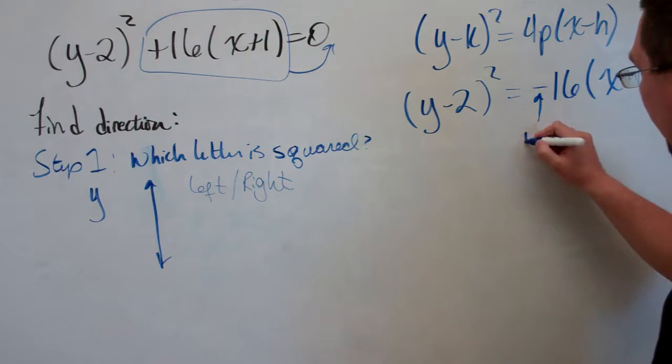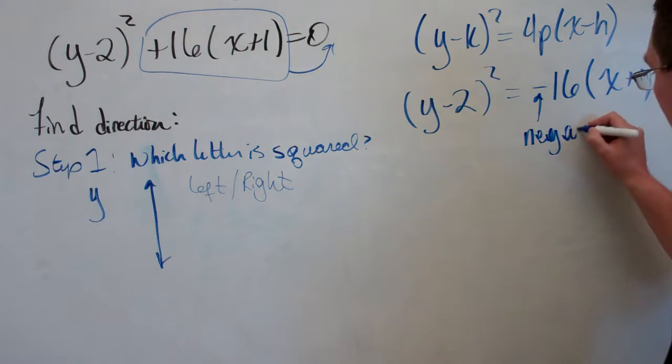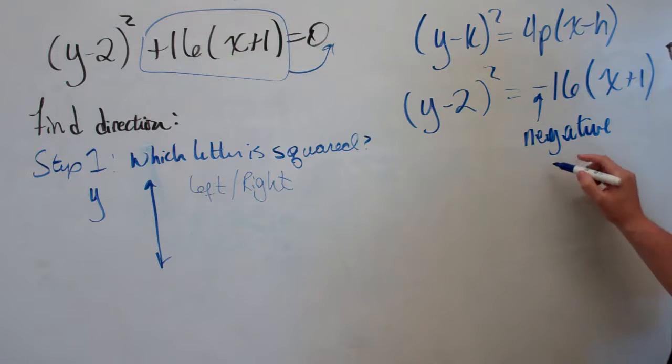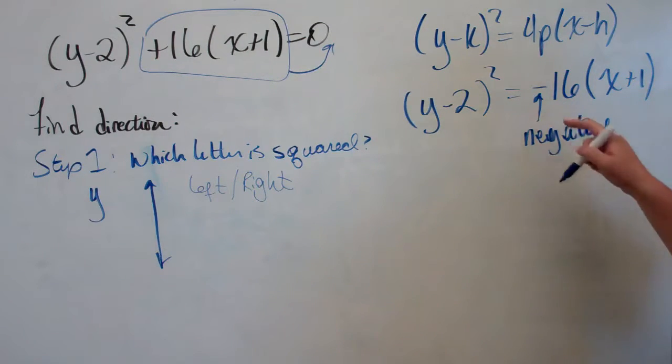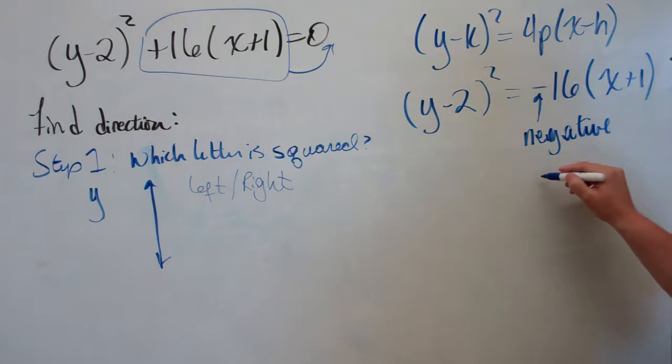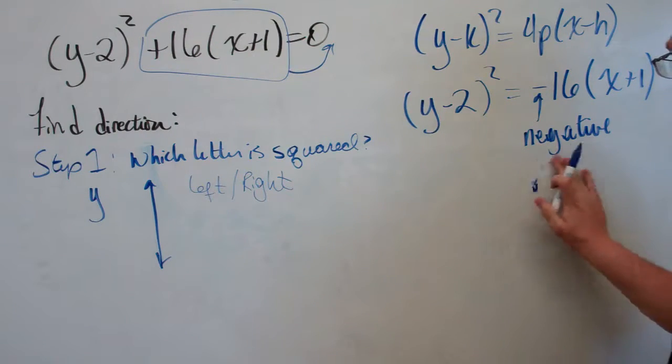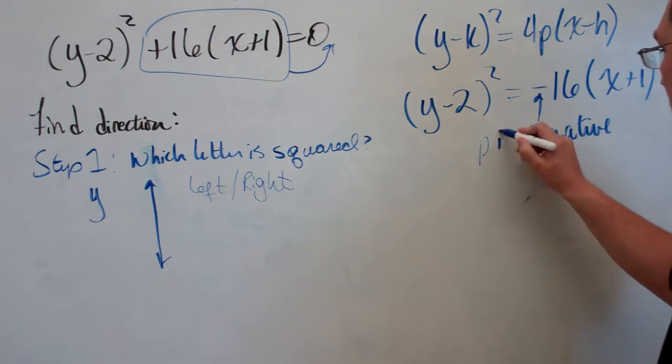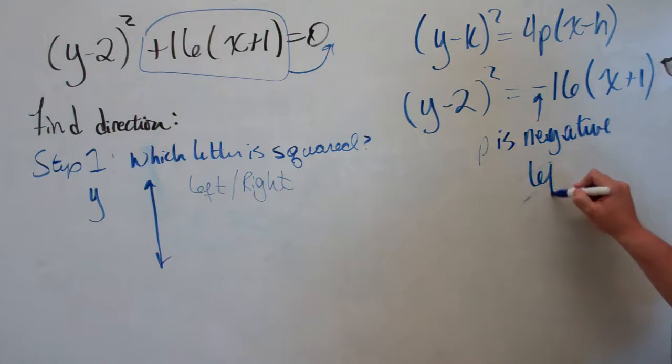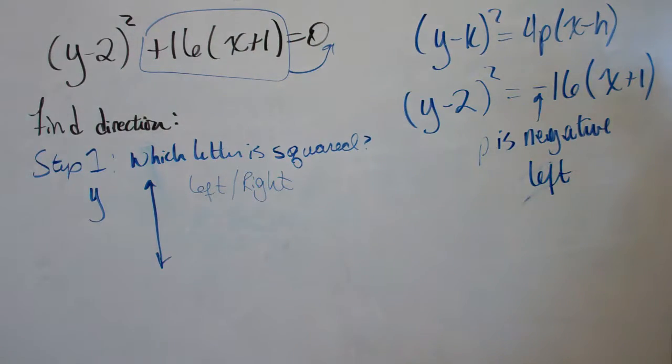So we know it opens left, right. And since this is negative, we know that p is negative, so we know it opens left. Since p is negative, it opens left.